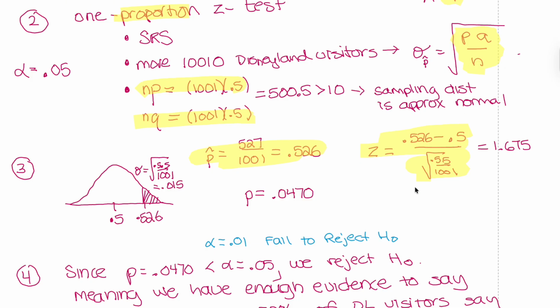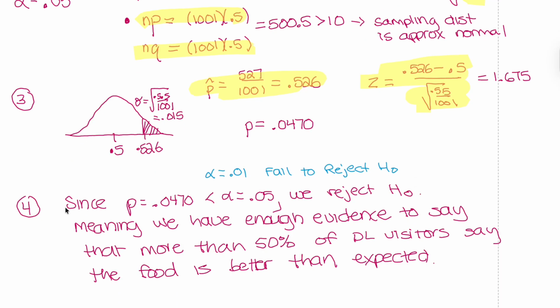So we can finally conclude, since p is equal to 0.0470, which is less than alpha equal to 0.05, we reject the null hypothesis, meaning we have enough evidence to say that more than 50% of Disneyland visitors say the food is better than expected. The reason I wrote in blue pen right here is we're talking about another scenario in which alpha is equal to 0.01. In this case, we fail to reject the null hypothesis because our p is greater than alpha.